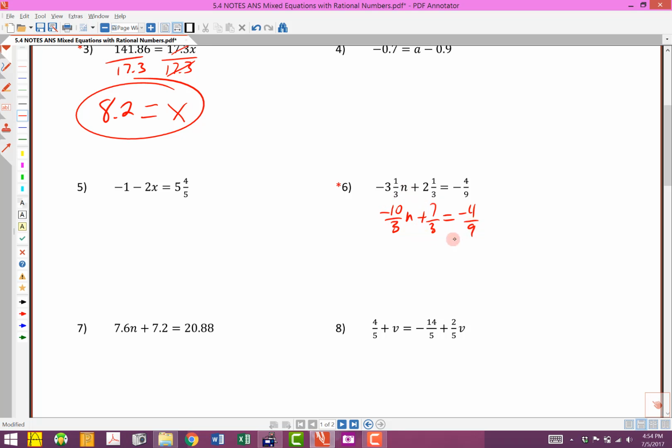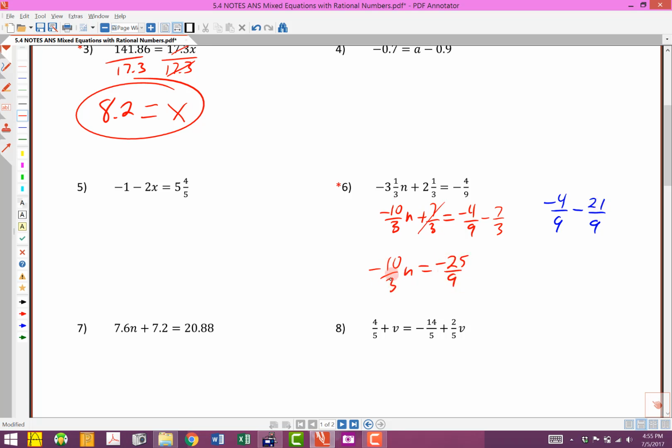Then we're going to subtract 7 thirds from both sides, so I'm going to cross that off and subtract 7 thirds. So this is going to leave me with negative 10 thirds on this side, and then over on this side, again, use a calculator if you'd like, but I'm going to do this. This is negative 4 ninths, and then a common denominator here would be ninths, so I'm going to times this by 3. So that's going to be negative 21 ninths. Putting those together, we get negative 25 ninths. So calculator or by hand, negative 25 ninths.